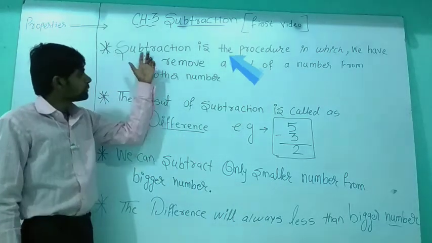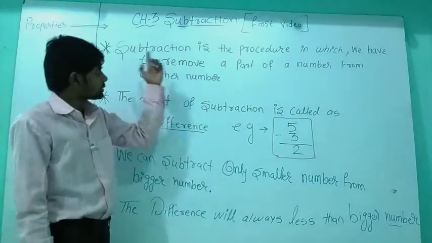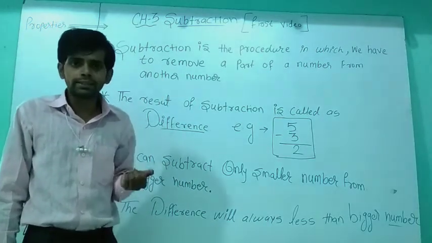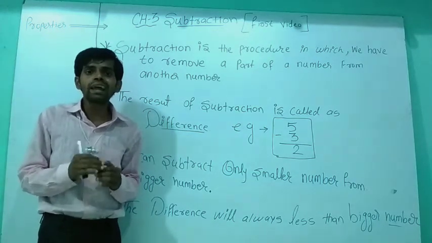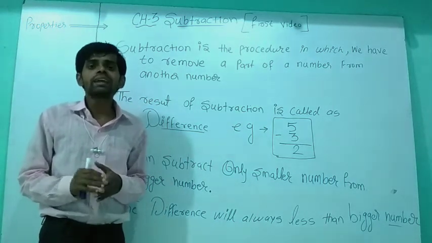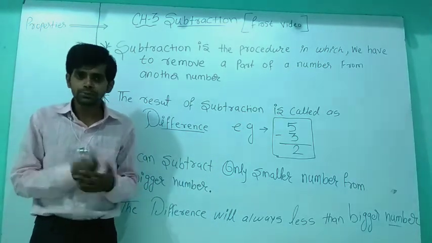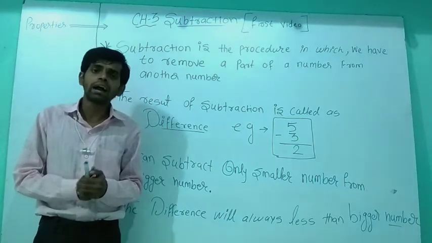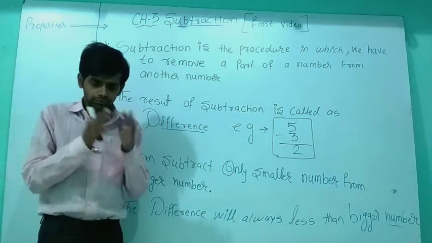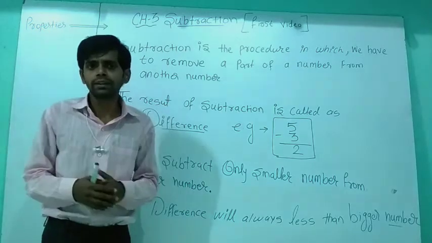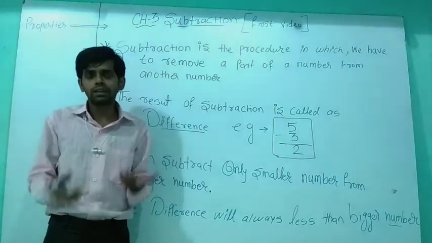First of all we will understand what is meant by subtraction. So subtraction is a procedure in mathematics, in which we have to remove a part of a number from another number. Subtraction क्या है? एक procedure है mathematics में, in which we have to remove, मतलब क्या करना है? हटाना है. एक बड़े नंबर में से छोटा पार्ट रिमूव करना है, हटाना है. In which we have to remove a part of a number from another number.